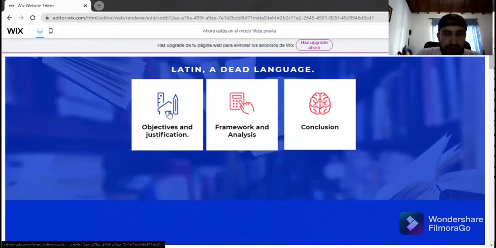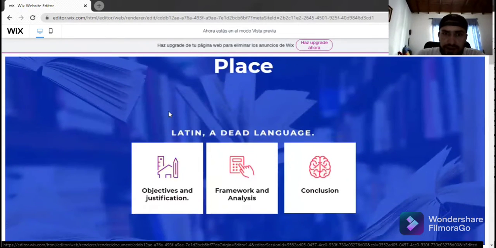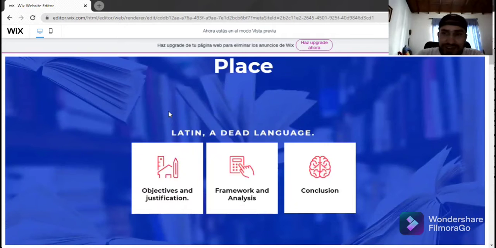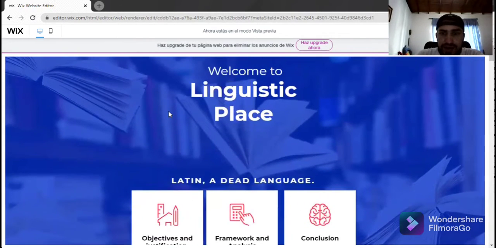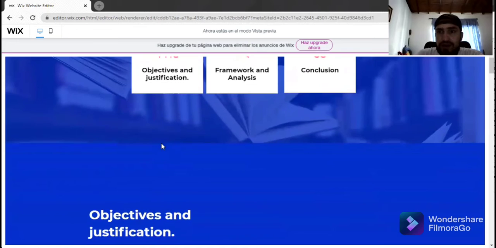If we go through the first one, we're going to find objectives and justification. Our final project is about Latin, that language, and we try to investigate all about this language and the process in which they come back in that language, and we are going to explain a little bit about it.